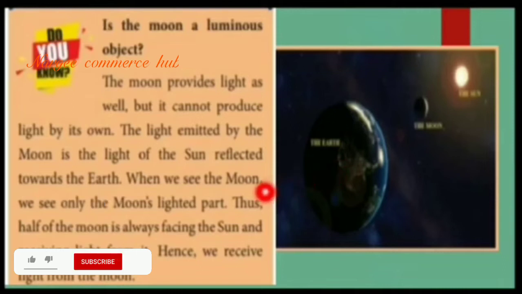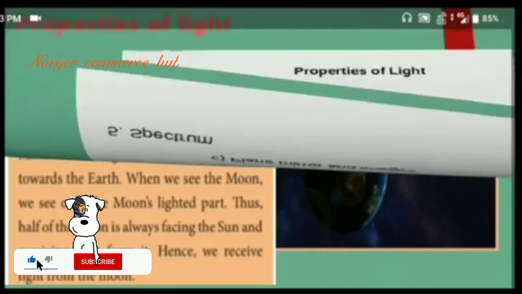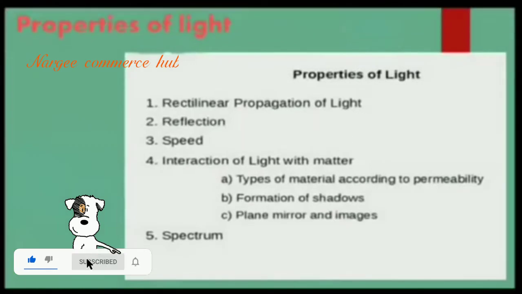When we see the moon, we see only the moon's lighted part. Thus, half of the moon is always facing the sun and receiving light from it. Hence, we receive light from the moon. Next, let us see about properties of light.